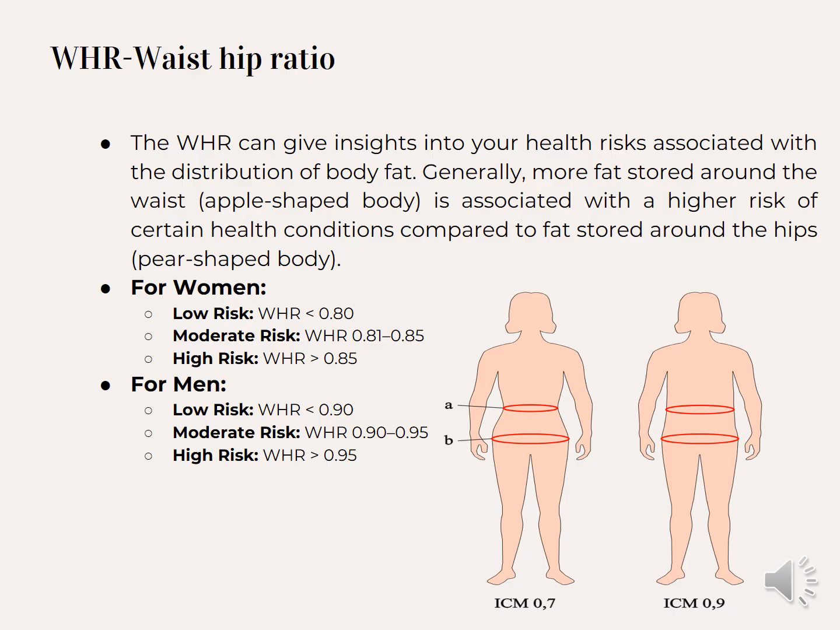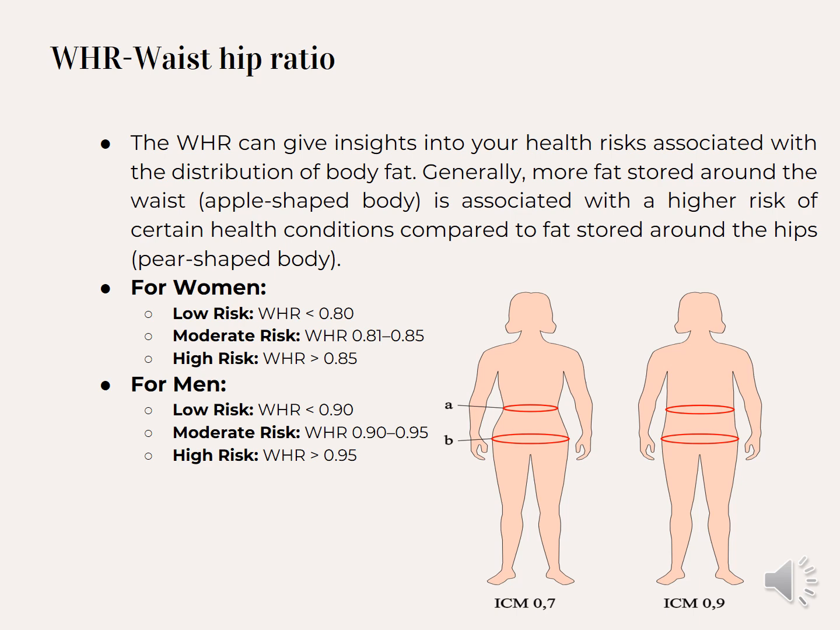Next is the waist hip ratio. The waist hip ratio can give insights on your health risk associated with distribution of body fat. Generally, if more fat is stored around the waist, it is associated with higher risk of certain health conditions compared to fat stored around the hips, which is pear body shape.